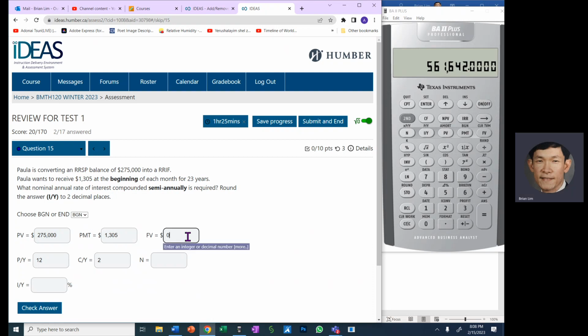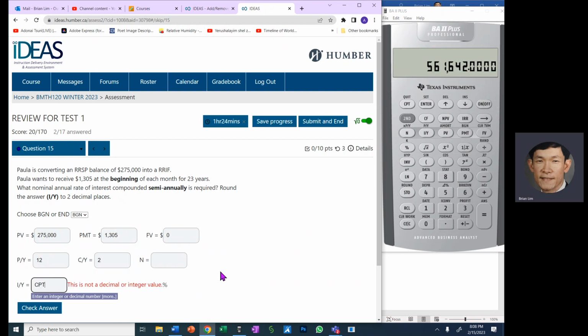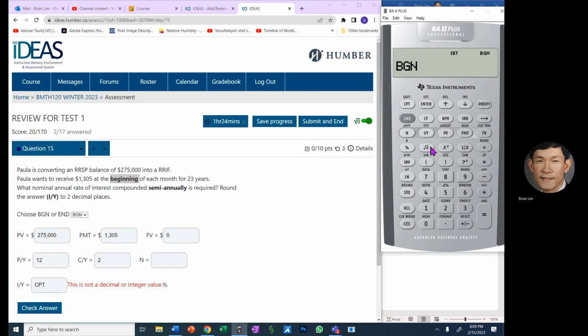So the future value will be 0 because after 23 years, the fund will be exhausted. This $275,000 would have been completely gone. Now this is what we would like to compute, and that is the interest rate. Okay, so let's go. We have to go to begin mode. As always, we should pay attention to what we're doing. Beginning is in bold, so we should go second PMT, second enter. And we can get out of there by just clicking on clear or second CPT, and we are finished.